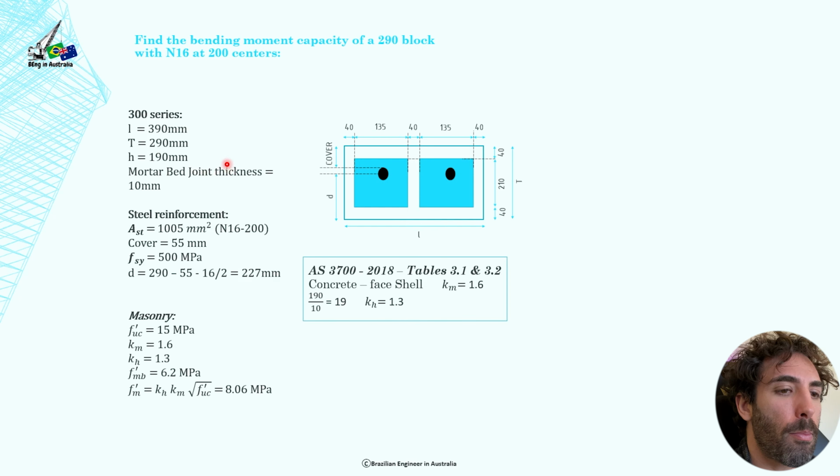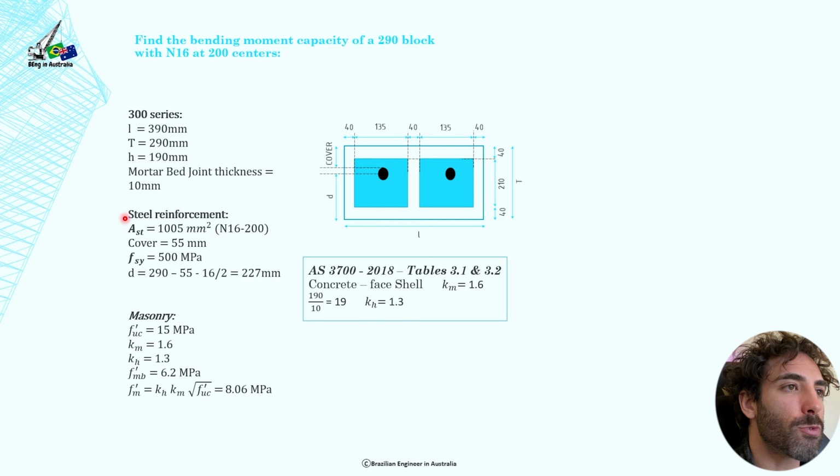Those are the parameters, the dimensions of the masonry block that we're going to use. So the dimension L is 390, which is this length here. Dimension T is 290. The height of the block is 190 millimeters. The height here is actually into the page because we're looking at a plan of the block. And the mortar bed joint thickness is 10 millimeters. The mortar is just that paste that we connect the masonry blocks together with.